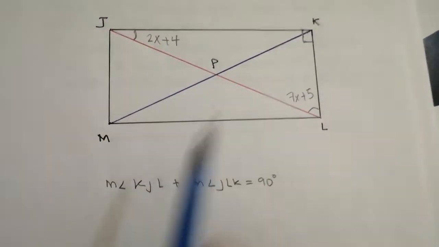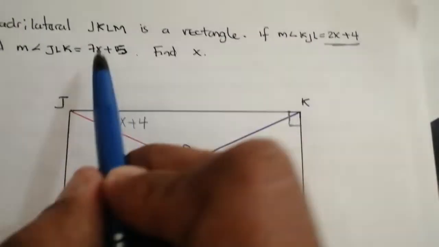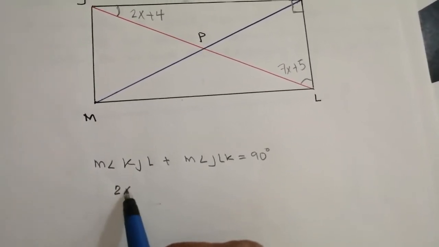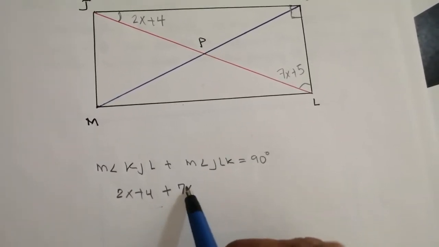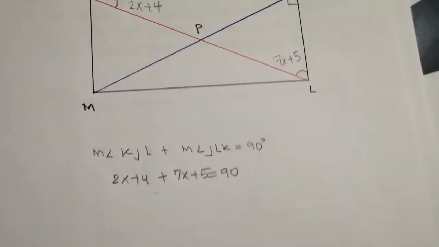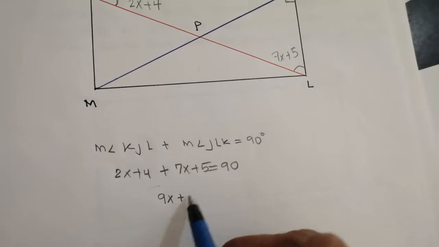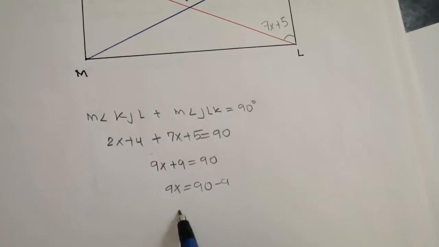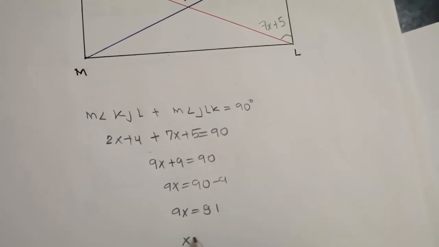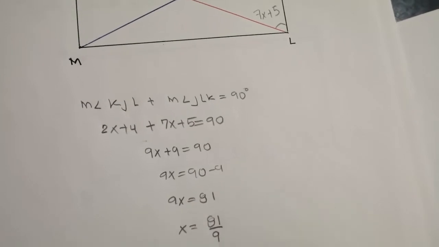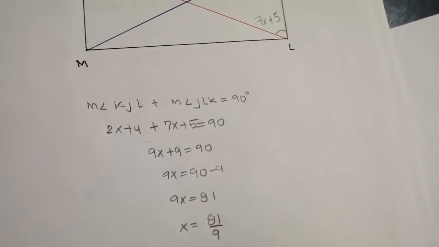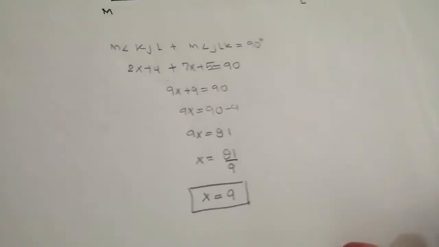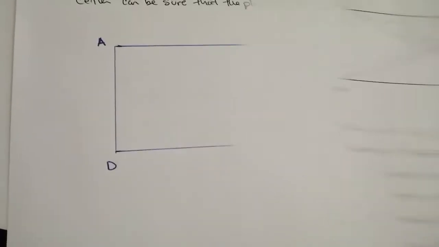Now we substitute the given values, 2x plus 4 and 7x plus 5, in this equation. So I'm going to have 2x plus 4 plus 7x plus 5 equals 90. And I solve this equation. That would be 9x plus 9 equals 90. So 9x equals 90 minus 9. So 9x is 81. At the end, x is 81 divided by 9, and the value of x will be 9. So after solving that, I find that the value of x is 9.